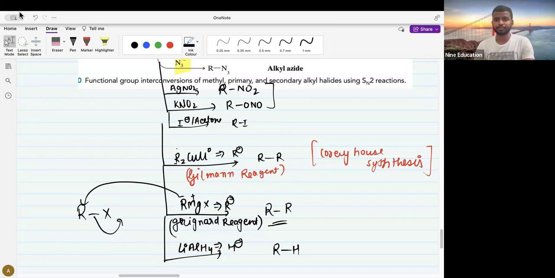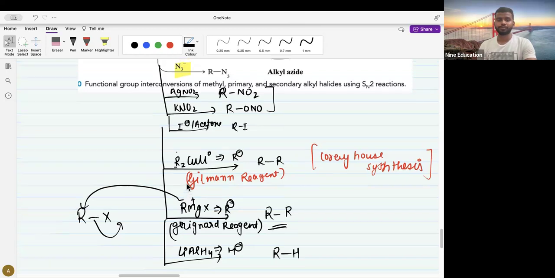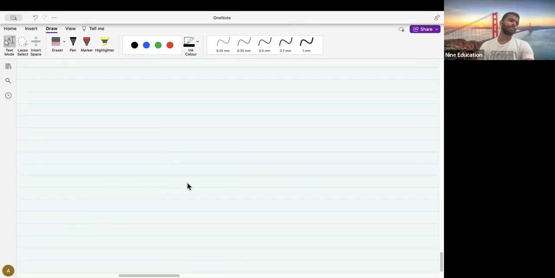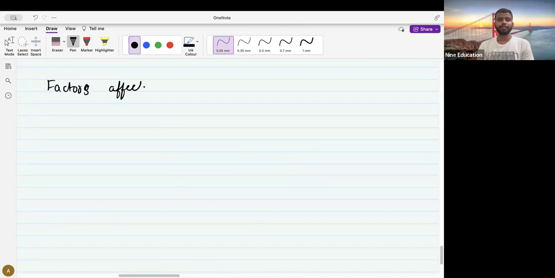Done? Then with the last thing I am writing today, see beta, factors affecting, last thing we will write, factors affecting SN2 reaction. Which are the factors which will affect the SN2 reaction?